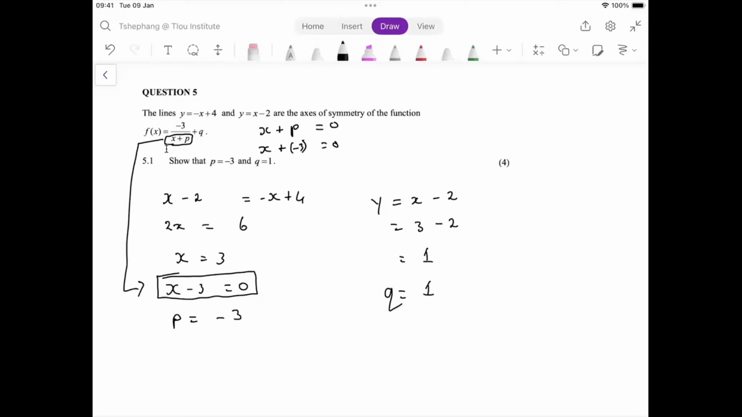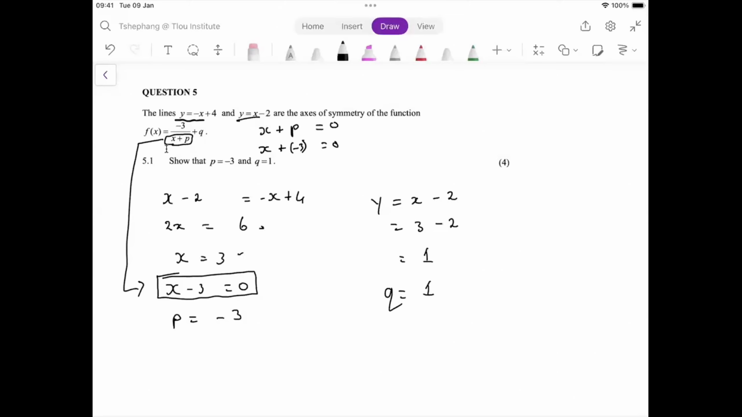Okay. I'm going to repeat the question. Just going to run through it again. So what I did is I equated the two straight lines, right? Why? Because these are the axes of symmetry. They will touch each other some way. I can definitely equate them to each other. After equating, I solved for x. And then I said x is equal to 3.